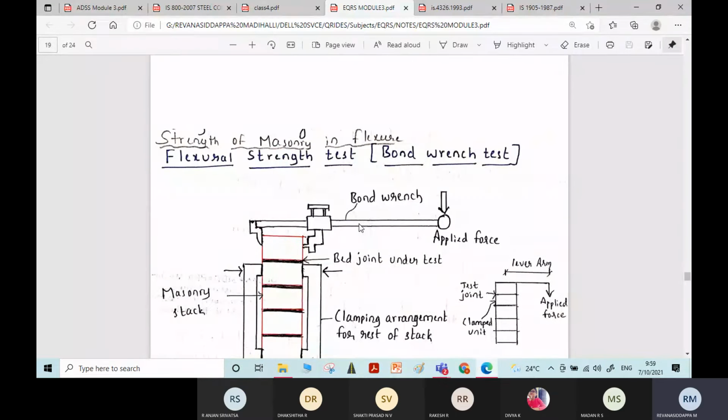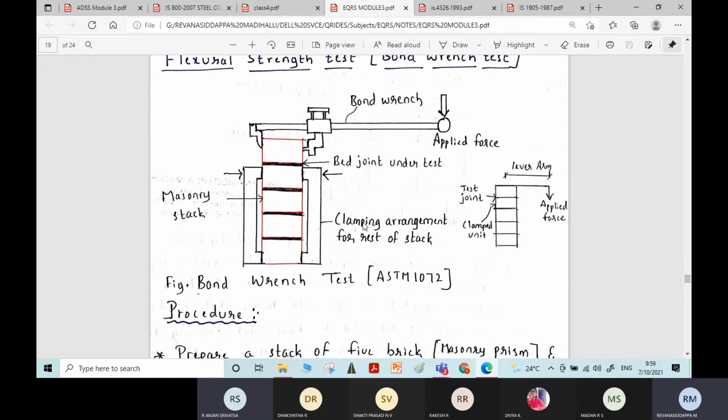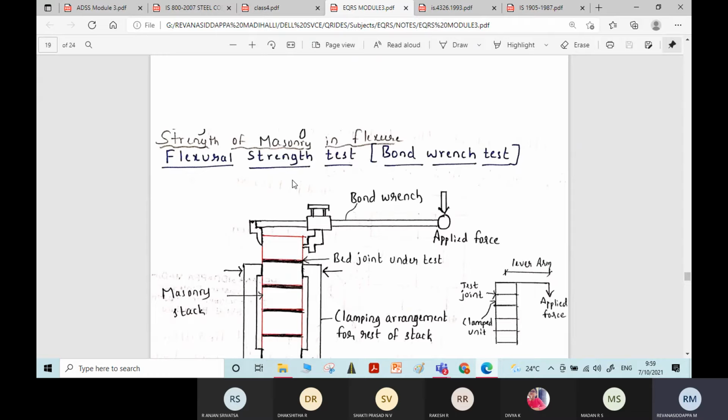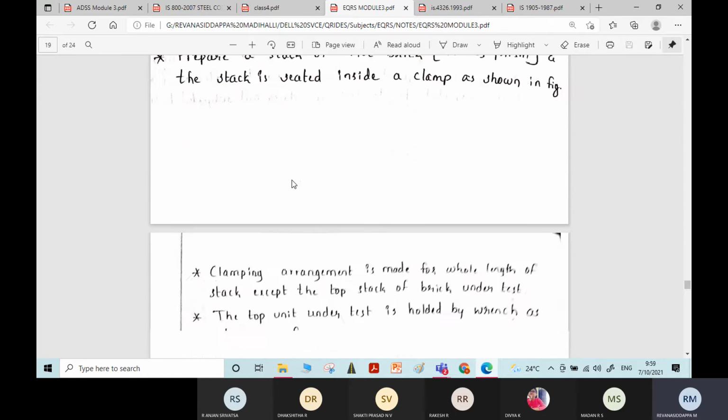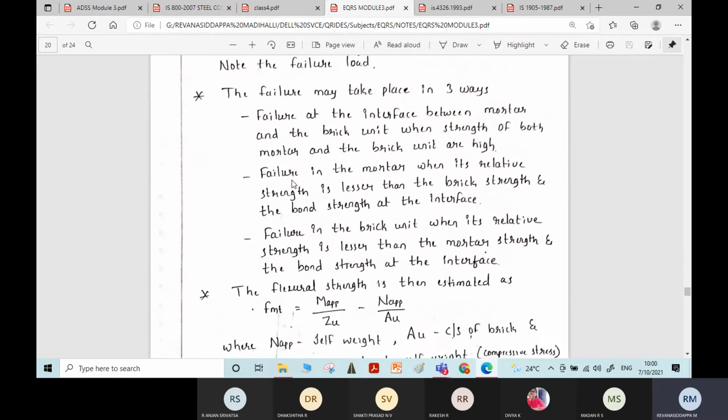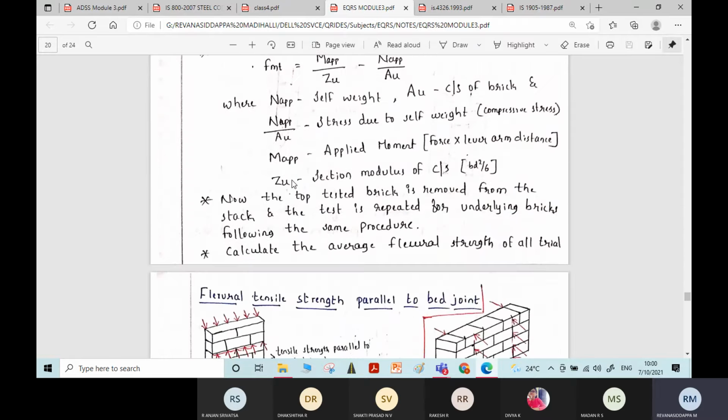Then we have discussed how to check the flexural strength of a masonry, because when the masonry is subjected to the earthquake load, obviously it should have sufficient flexural strength. How to find that flexural strength of the masonry, we have discussed using one of the tests, that is the bond wrench test. There are several other methods of testing for flexural strength of masonry.